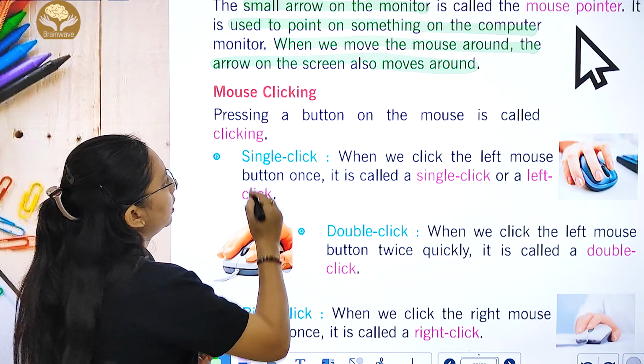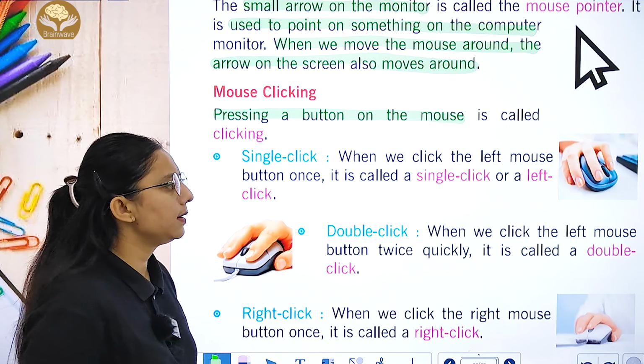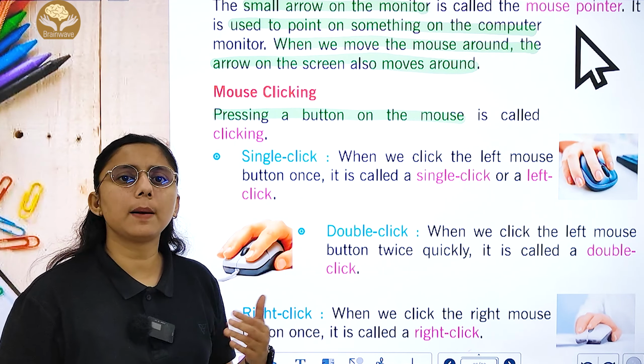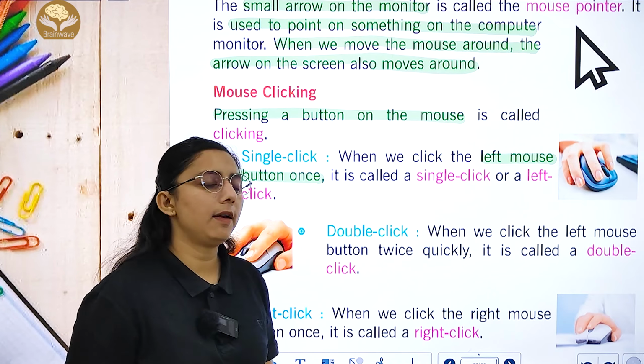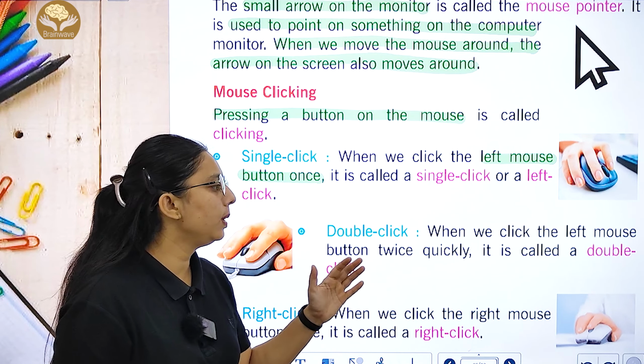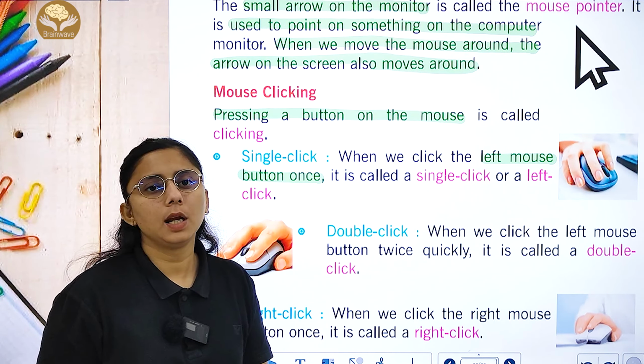We have mouse clicking. Pressing a button on a mouse is known as clicking. Single click: when we click the left mouse button once, it is called a single click or left click. Double click: when you click the left mouse button twice quickly, it is known as a double click.